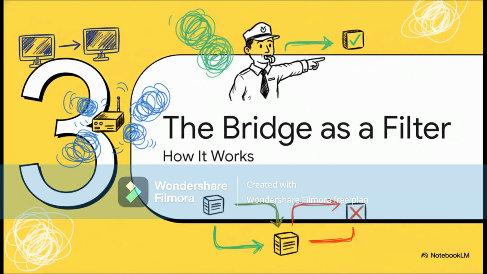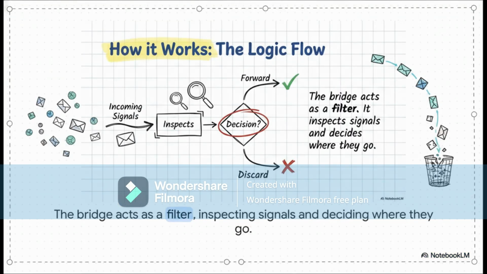All right, so now we know what a bridge connects, but how does it do it? It's not just a dumb pipe letting everything through. Nope. Think of the bridge as a super smart filter or a traffic cop. Let's break down how it works, step by step. This diagram pretty much says it all. The bridge is like a gatekeeper.